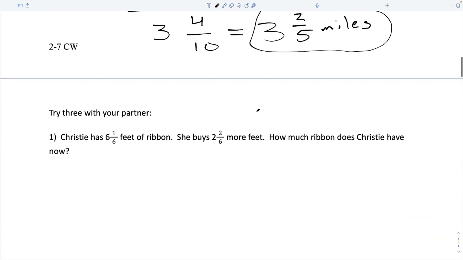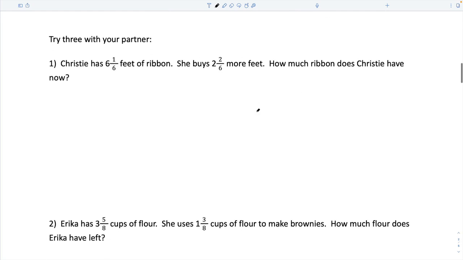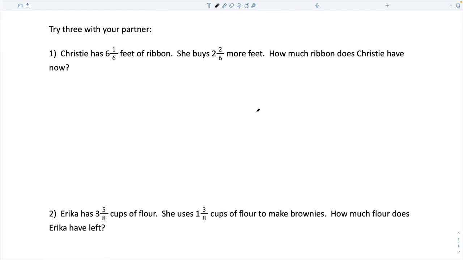Did you write that? Try number 1, 2, and 3 in the next 5 minutes with your partner. Go.